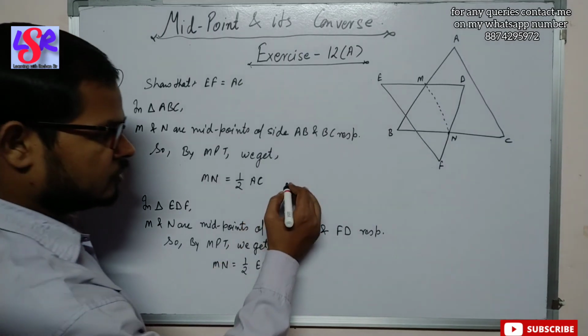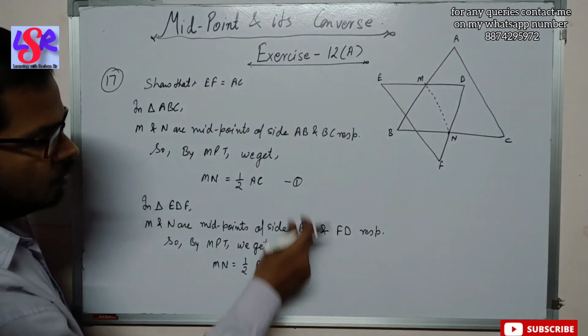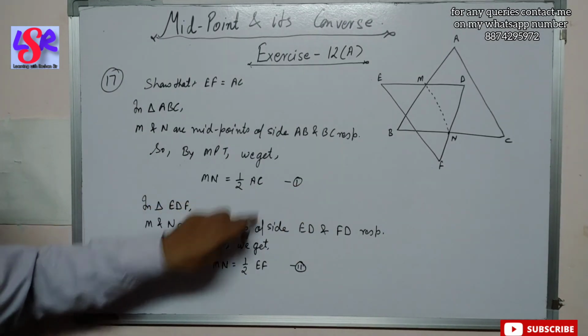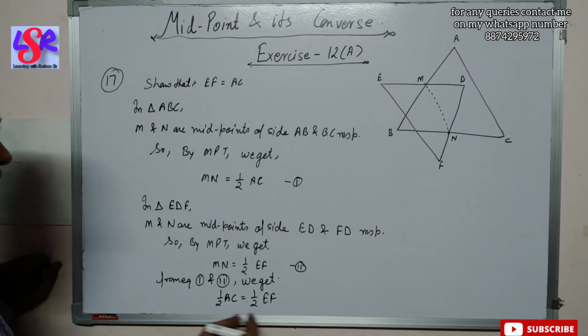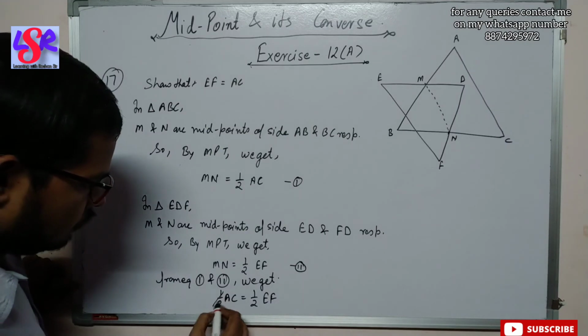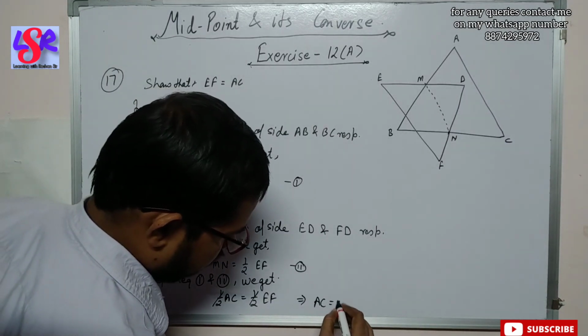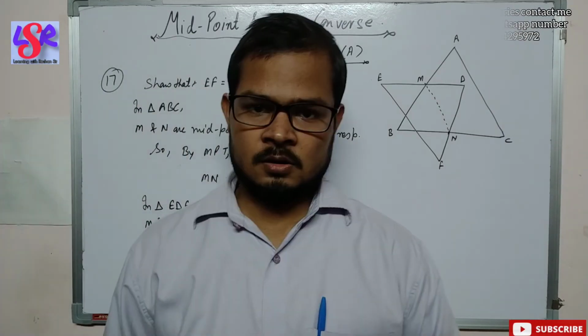Now let this one be equation number 1 and this one be equation number 2. So from equations 1 and 2, we see that they both equal MN. So we can equate 1 by 2 AC equals 1 by 2 EF. This 1 by 2 cancels from both sides and this becomes AC equals EF. Hence proved. That's all for this video.